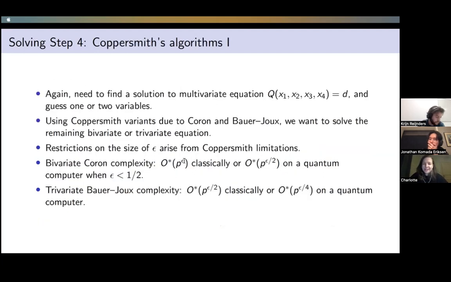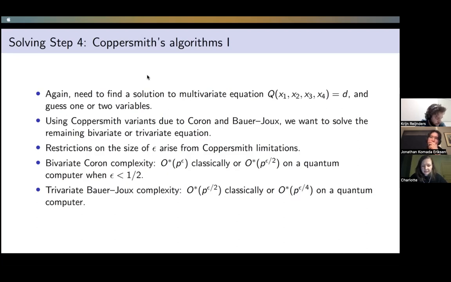I thought I wouldn't have as much time as I do now, so I didn't go into so much detail with the Coppersmith algorithms, but Coppersmith came up with many different ways to solve multivariate equations, some modular, some not. And again, we want to find a solution to our equation Q equals D. And we do this by using different variants that have come from Coppersmith's initial propositions.